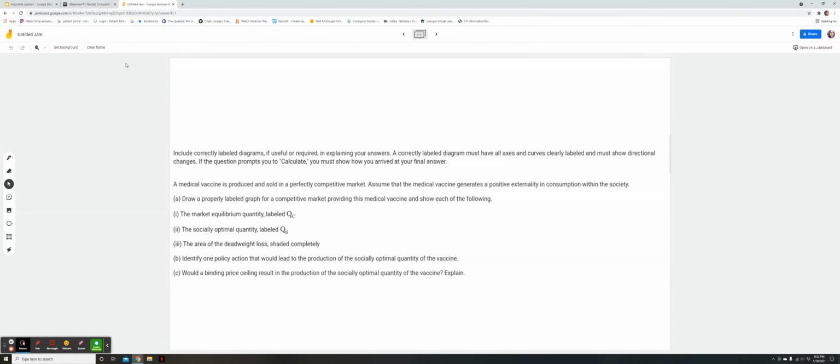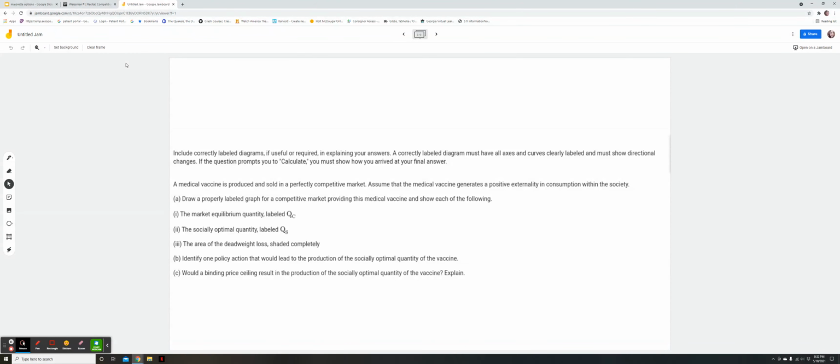Now let's take a look at one that is a bit more in line, and hopefully this will be a bit better, just basic review of the whole concept of externalities. So this one is about a medical vaccine. It's produced and sold in a perfectly competitive market, so it's not a monopoly. Assume that the medical vaccine generates a positive externality in consumption with the society. So we're going to draw a graph of the competitive market providing this medical vaccine, showing the equilibrium quantity labeled QC. That's free market, socially optimal related QS, and then we're going to show the deadweight loss. Okay, let's do at least that much.